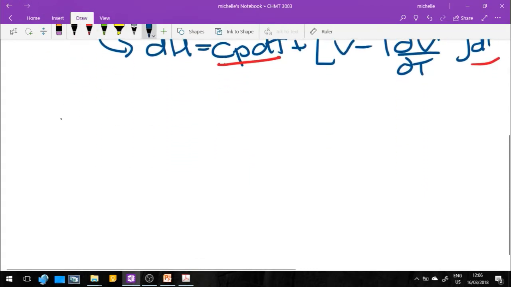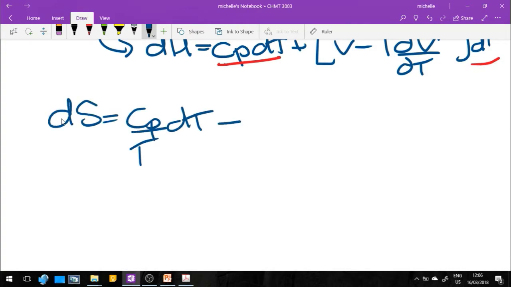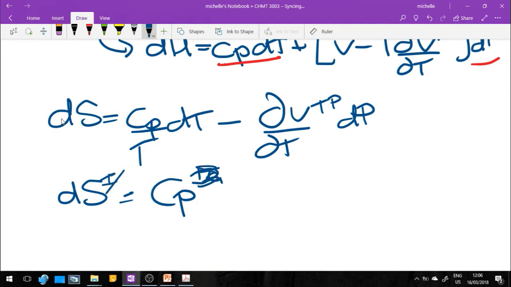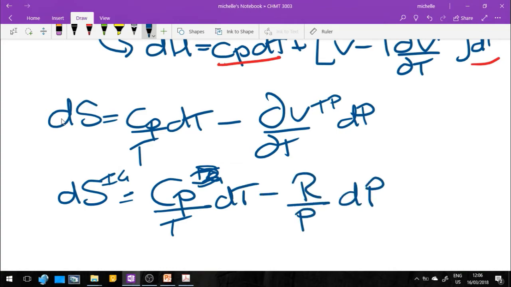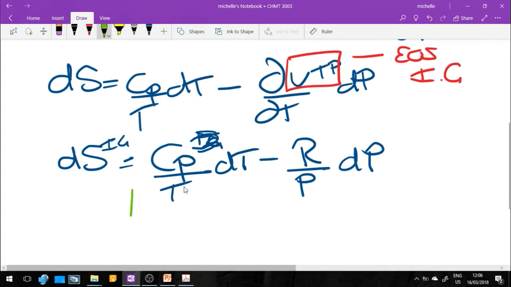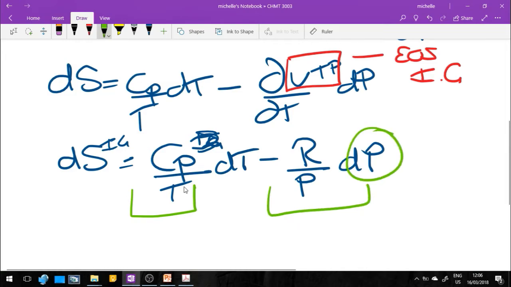And also what's more, if you look at your dS equals Cp over T dT minus the partial derivative of V with respect to T at constant P, dP, you'll actually still find for an ideal gas, your entropy is still a function of temperature and pressure when you substitute in your equation of state for an ideal gas. So yeah, your entropy is still a function of temperature and pressure.